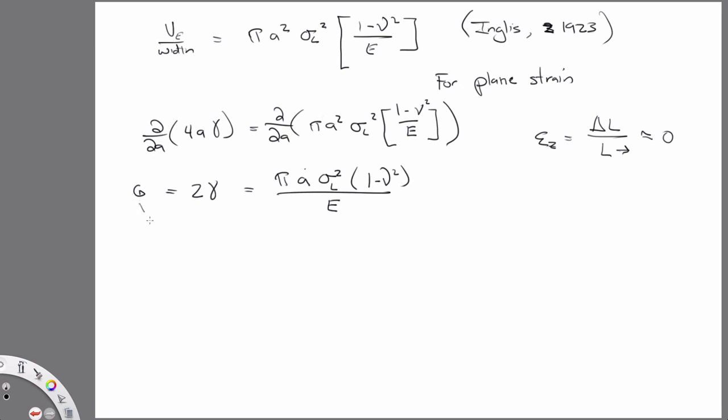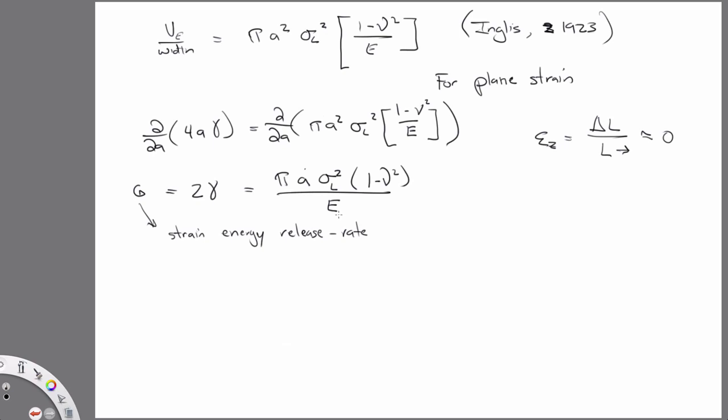Okay. So in words, this is the total amount of potential energy required to open up a new surface, a new fracture surface.